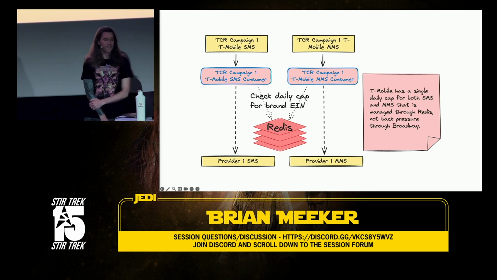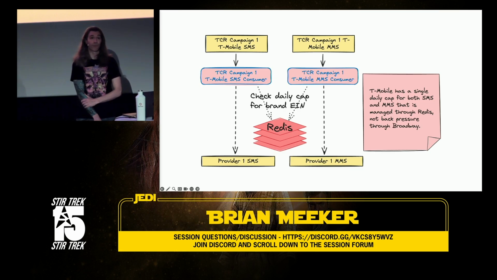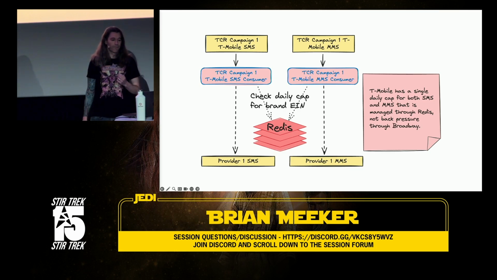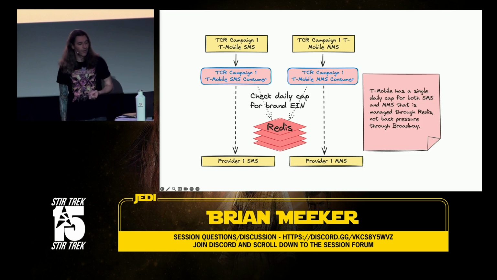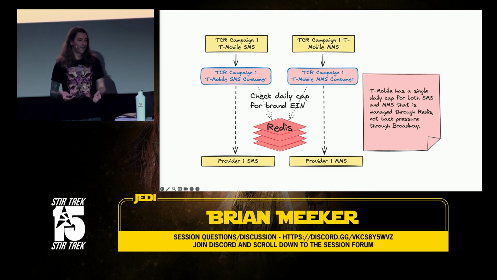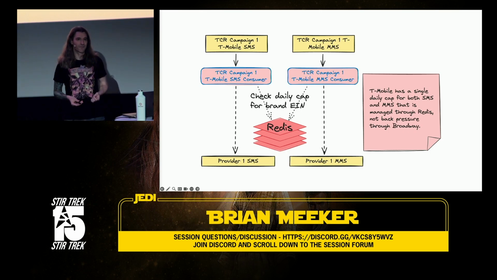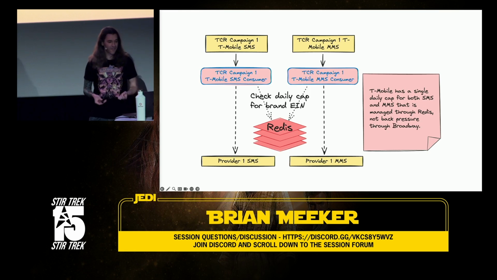So this shows our TCR campaign and consumers for T-Mobile. Instead of using Broadway back pressure, we instead rely on persistent counters in Redis. And T-Mobile has one more curveball for us as well. They don't want a rate limit by TCR campaign. If you have one company that has multiple TCR campaigns, they want to rate limit by the employer identification number. So, I don't know, somebody's been gaming this system.